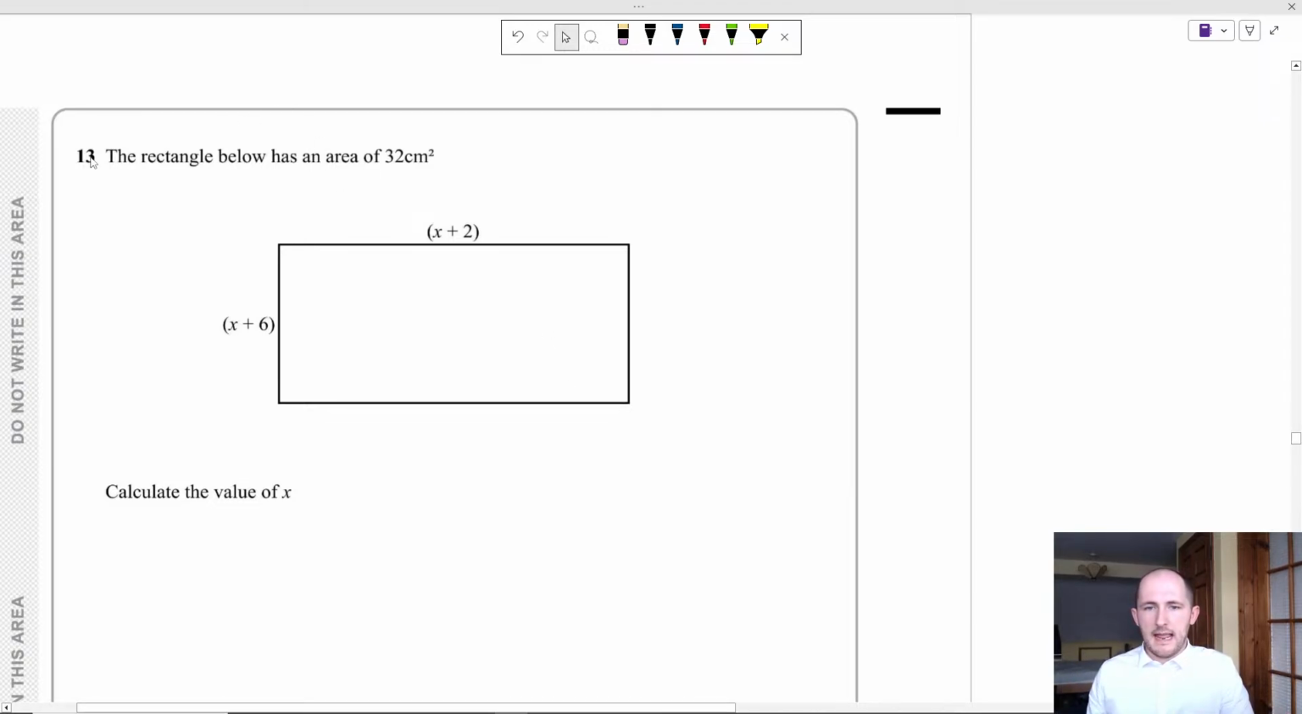So, it says the rectangle below has an area of 32 centimeters squared. Well, how do you work out the area of a rectangle? You multiply the two sides.